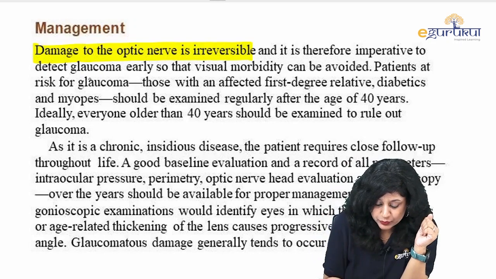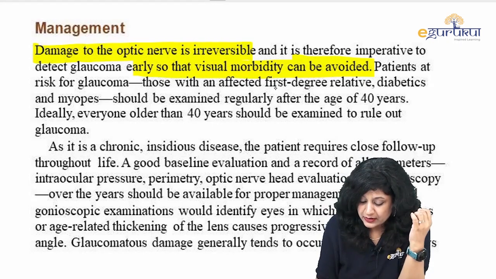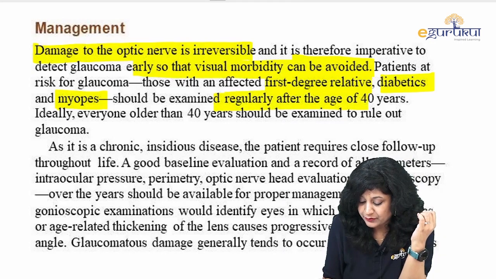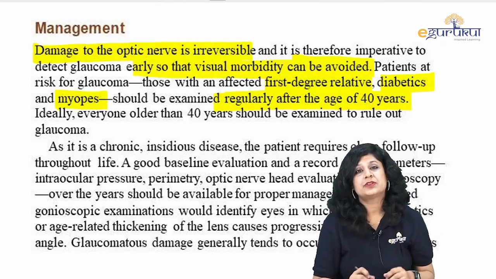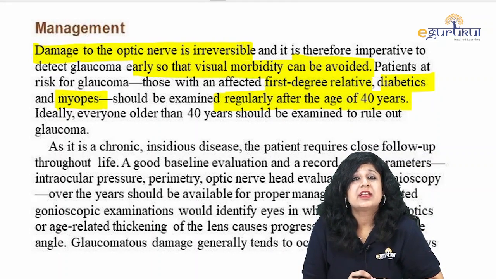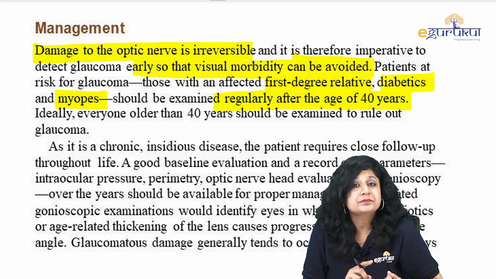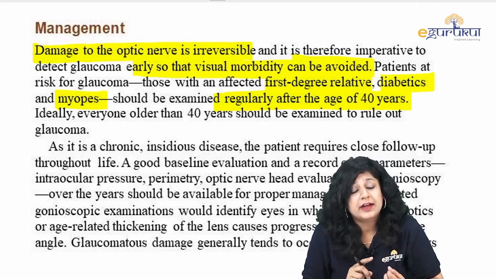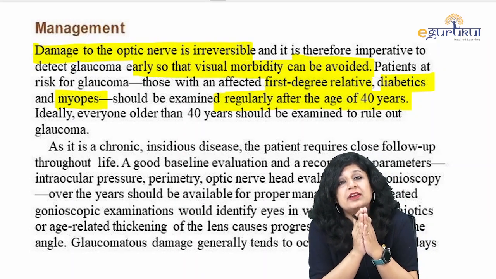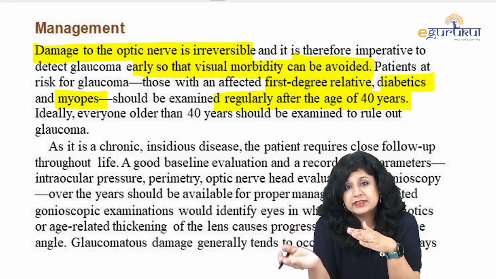Therefore it is imperative to detect glaucoma early so that visual morbidity can be avoided. Patients at risk of glaucoma, like first degree relatives, diabetics, and myopes, should undergo regular screening after the age of 40 years. Basically every person who is more than 40 should be screened to rule out glaucoma, because these things are neither preventable nor avoidable, nor curable. Any person more than 40 years has the risk of glaucoma and should be properly screened.